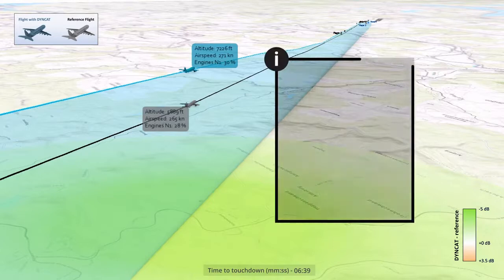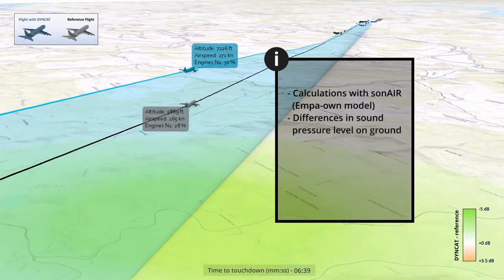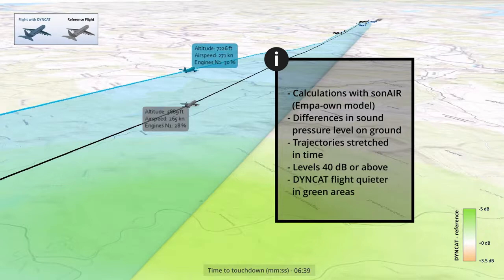We calculated both flights with the aircraft noise calculation model SUNAIR and show the differences of the momentary sound pressure levels on the ground. We have stretched out the reference flight in time so that both flights are above each other and can be compared in a meaningful way. The visualization of the level differences is reduced to an area where the current sound pressure level of the flight with DYNCAT is greater than or equal to 40 decibels. Green-colored areas indicate that the flight with DYNCAT is quieter than the reference flight. Orange means that the reference flight is quieter.